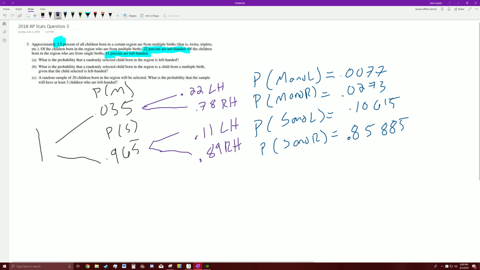So now we can finally look at the questions. Part A. What is the probability that a randomly selected child born in the region is left-handed? So what is the probability of L? Well, we found that right here. The probability that they're a multiple birth and L is 0.0077. The probability that they're single birth and left-handed is 0.10615. So it's as easy as simply adding these two together.